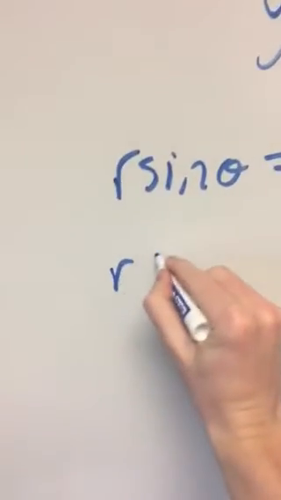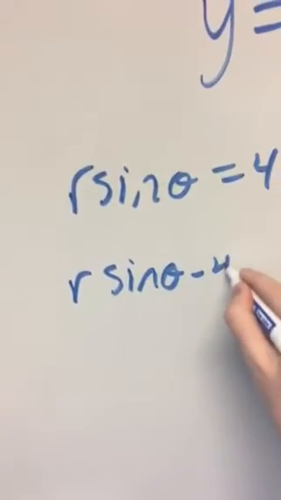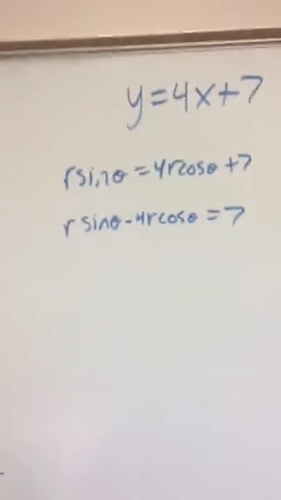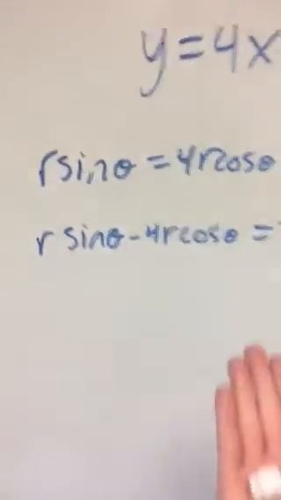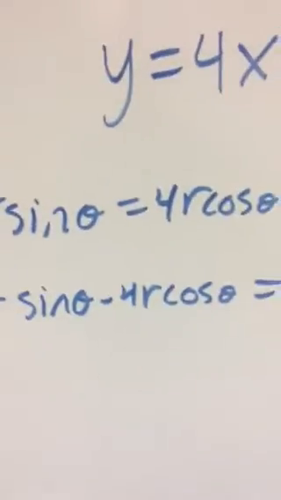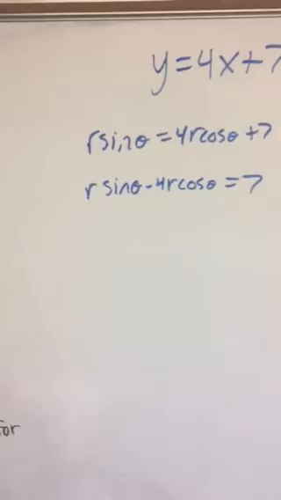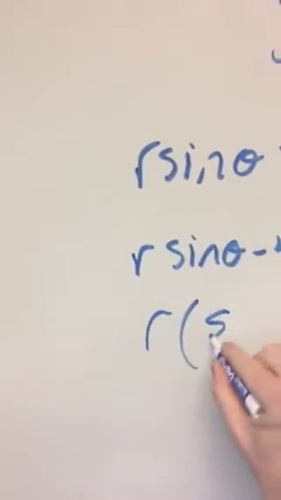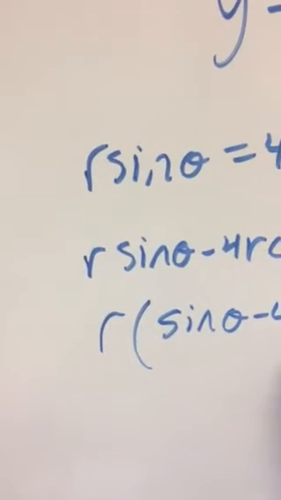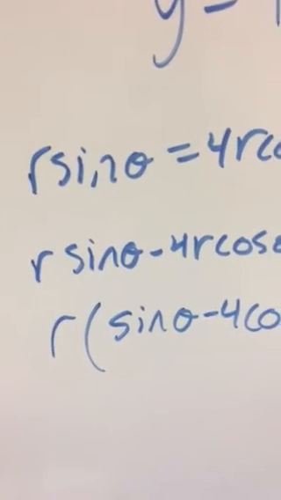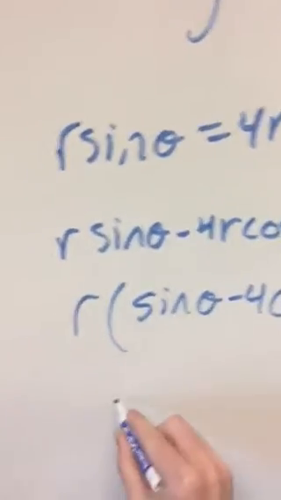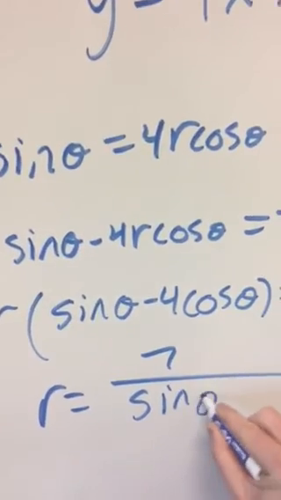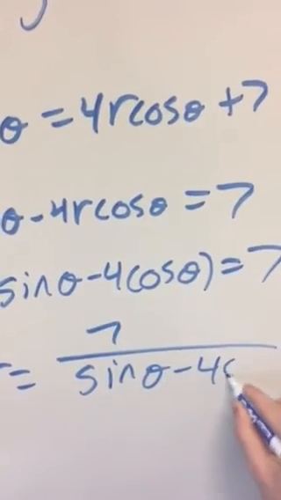So we're going to get r sine theta minus 4r cosine theta equals 7. The reason I moved that 4r cosine theta over is because this has an r and this has an r. We're trying to get all the r's together, so we should get them on one side. And then we see that we can factor out an r. And then that's good news because now we can divide by this whole thing and just get r equals 7 over sine theta minus 4 cosine theta.